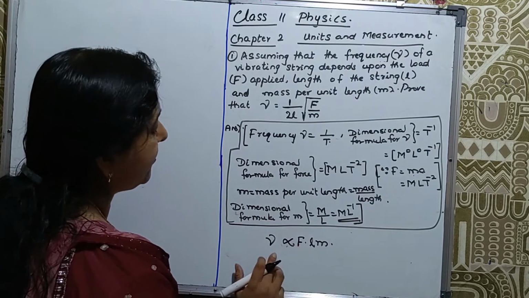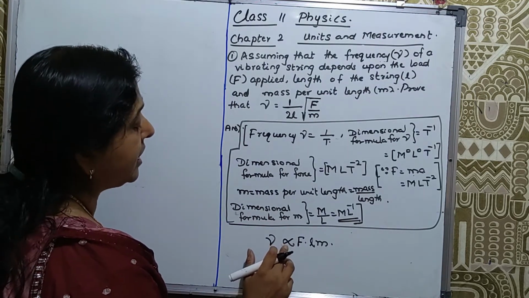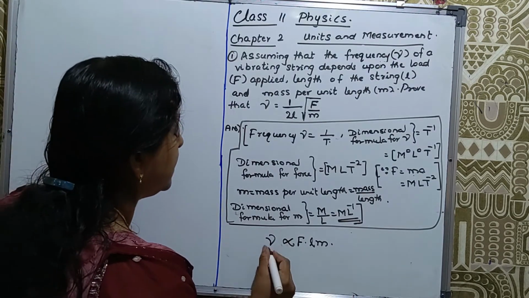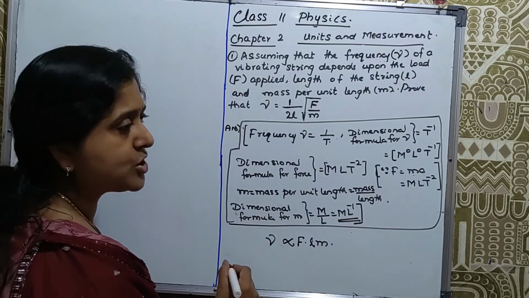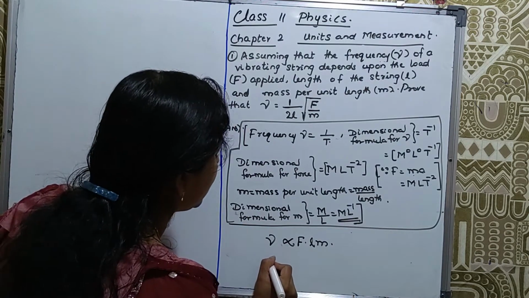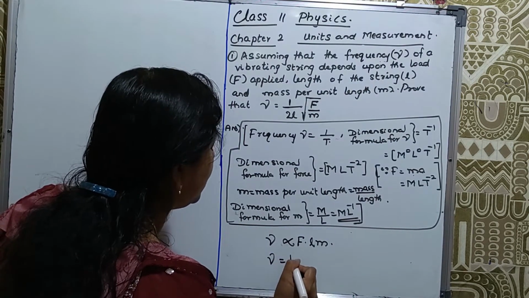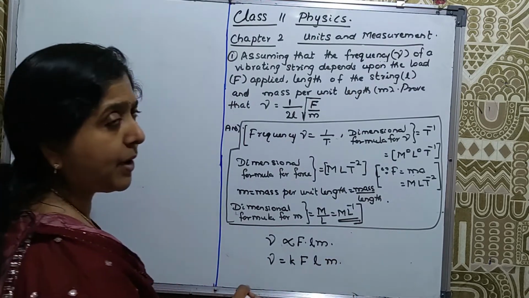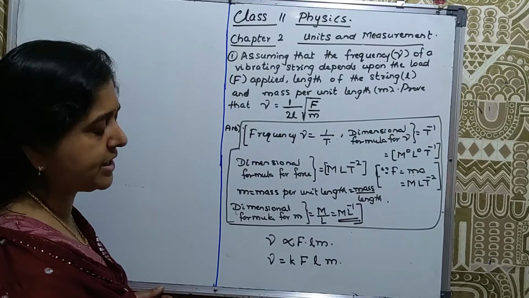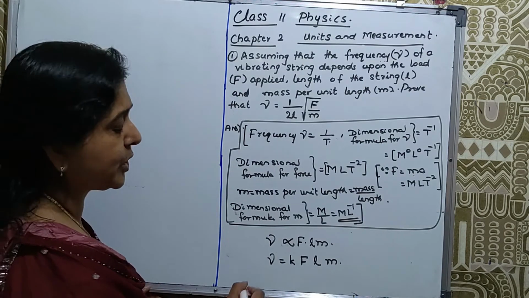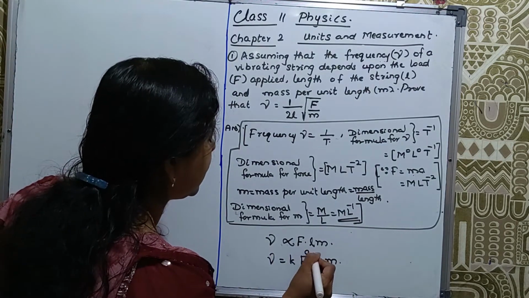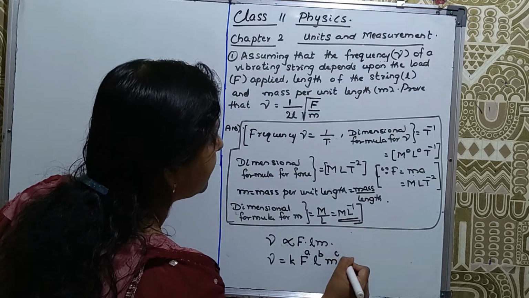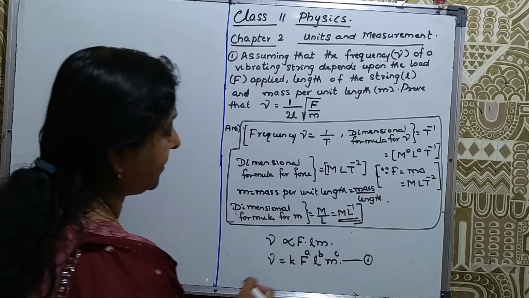Now here we'll replace the proportionality sign by an equal to sign. So at that time we have to add the constant of proportionality. So it will be nu equal to k into F, L and m. We'll give the powers because we don't know how many times force, how many times length, and how many times mass per unit length. So we'll write F raised to a, L raised to b, m raised to c. We'll take this one as equation number 1.